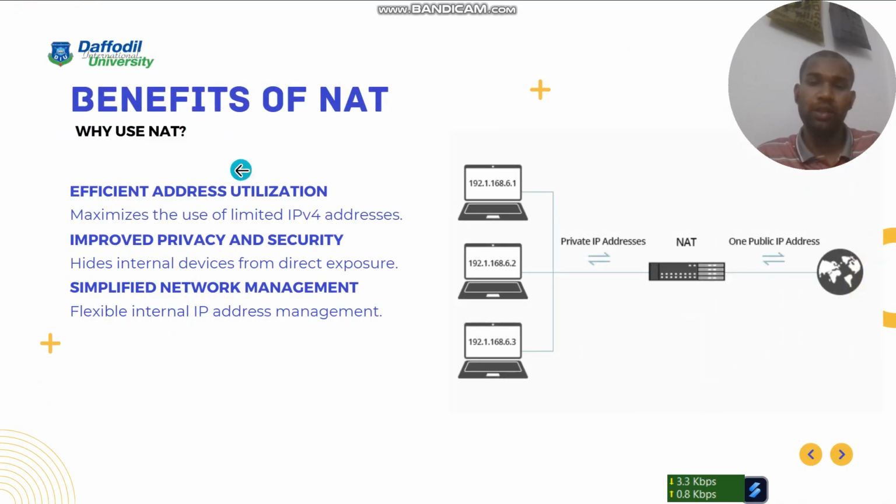Now, these are the benefits of network address translation. If it comes to your mind, why do we use network address translation? We use it for efficient address utilization, like maximizing the usage of the limited IPv4 addresses. It also improves privacy and security by hiding internal devices from direct exposure. It also simplifies network management, like feasible internal IP address management.